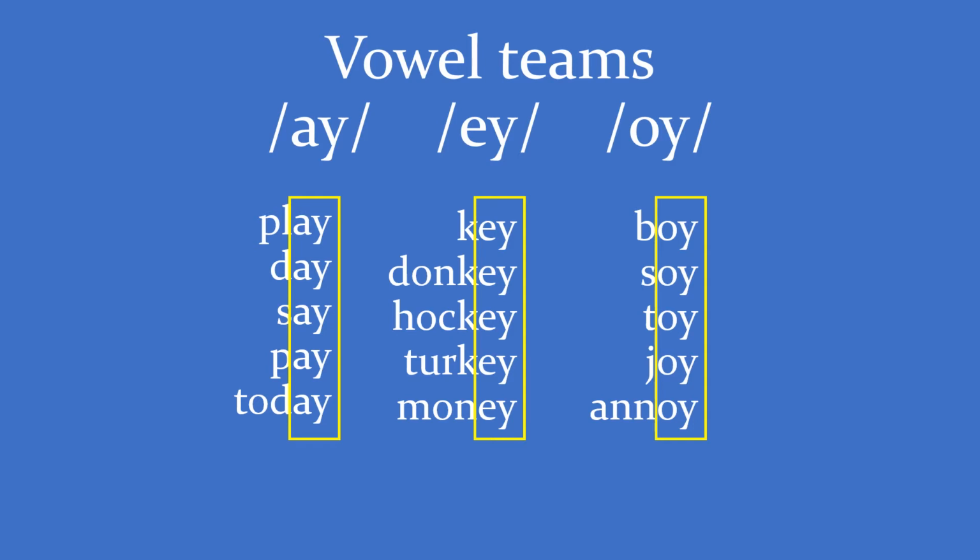So vowel teams with Y, AY, EY, OY, go at the end of the word. That's very important. We're going to spend a lot of time talking about Y later. Okay, does that make sense? Awesome. Let's continue.